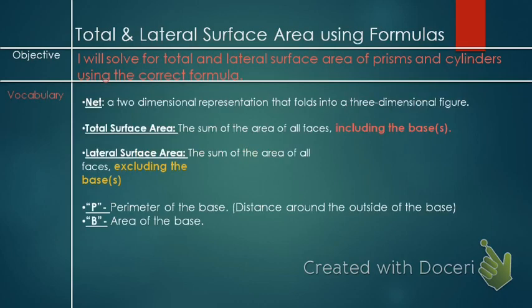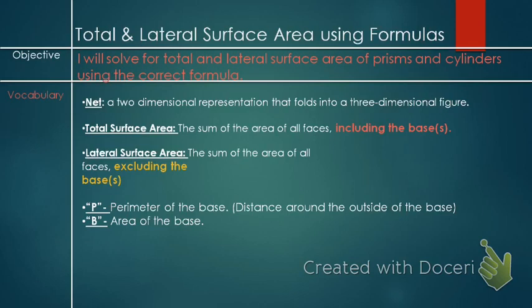Vocabulary. Net is a two-dimensional representation, but it folds into a 3D figure. Total surface area, the sum of the area of all the faces, including the bases. Lateral surface area, the sum of the area of all faces, excluding the bases.